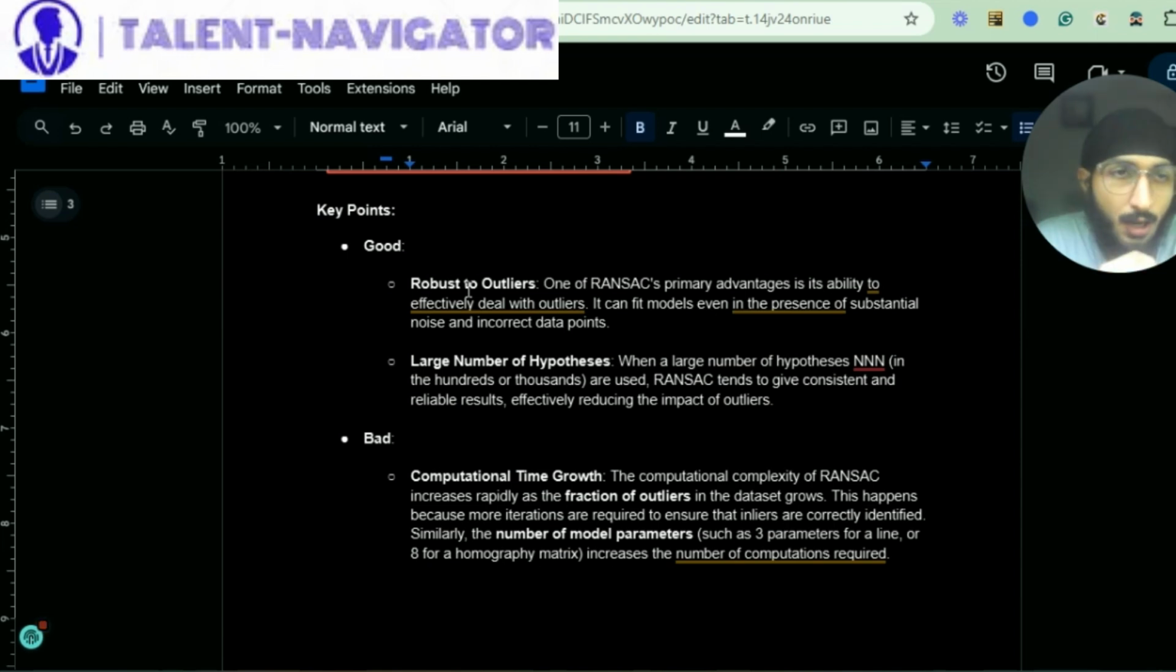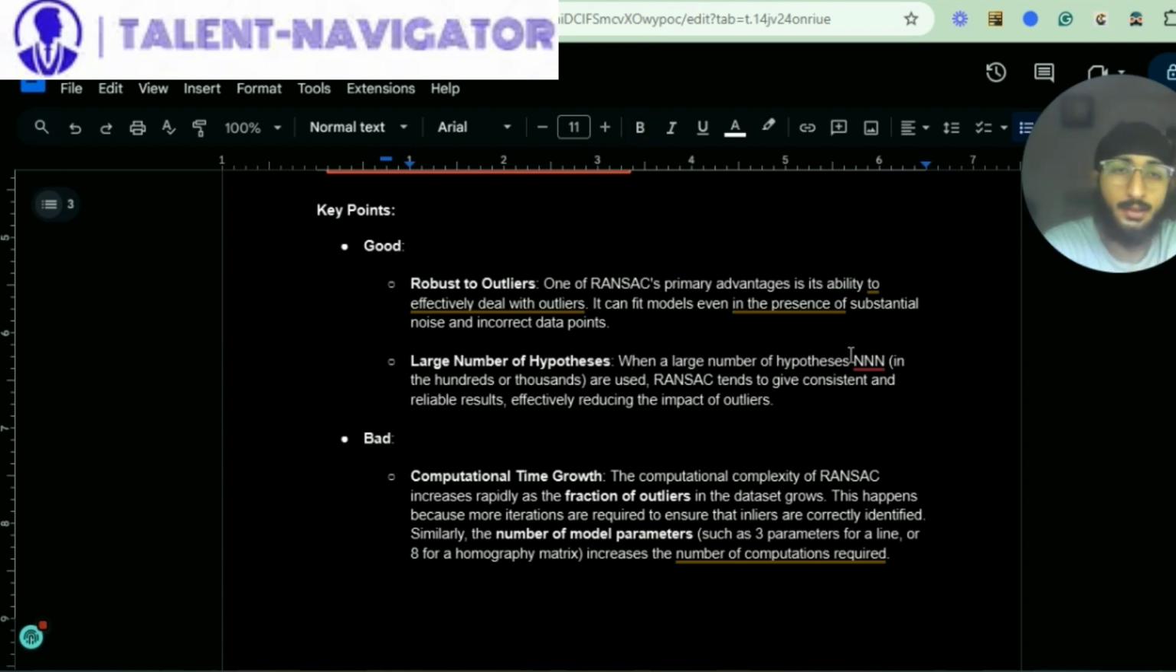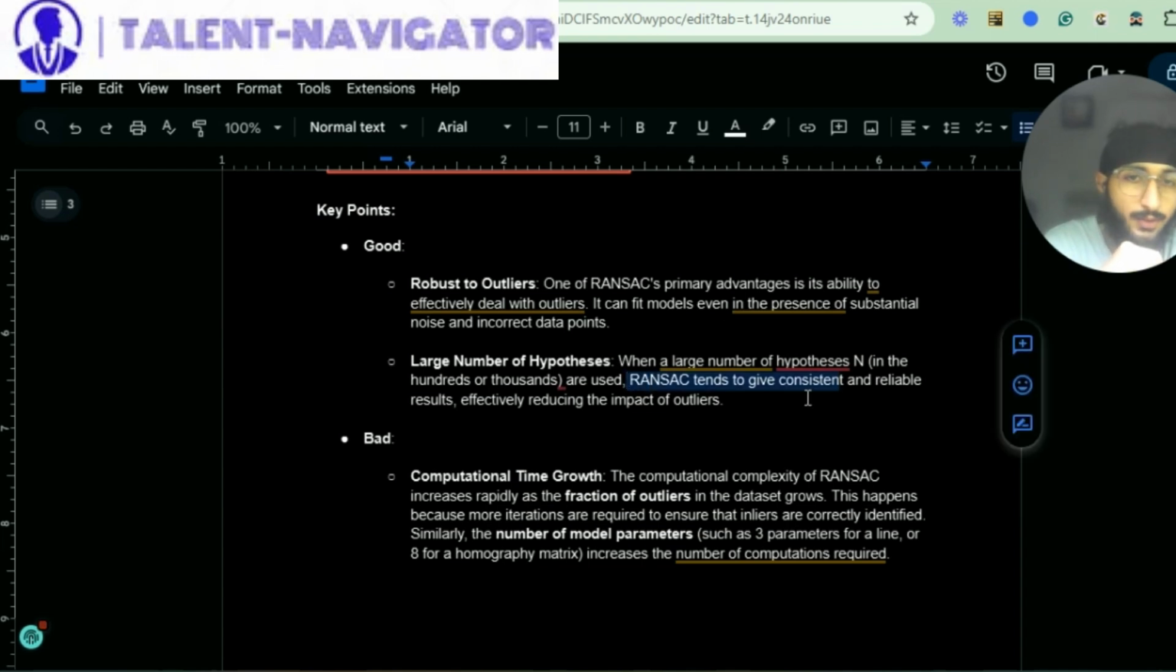So the good points or the pros are basically it is robust to outliers. One of RANSAC's primary advantages is its ability to effectively deal with outliers. It can fit models even in the presence of substantial noise and incorrect data points. Large number of hypotheses. When a large number of hypotheses n in hundreds or thousands are used, RANSAC tends to give consistent and reliable results, effectively reducing the impact of outliers.